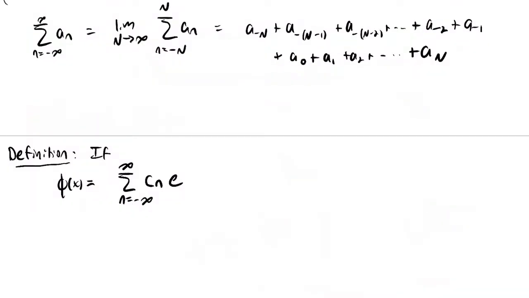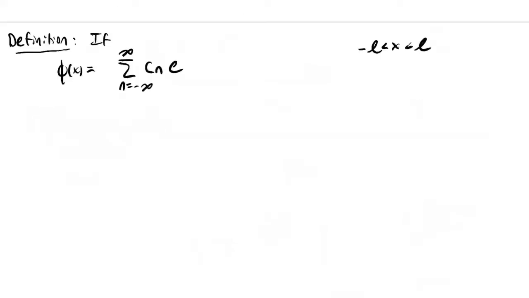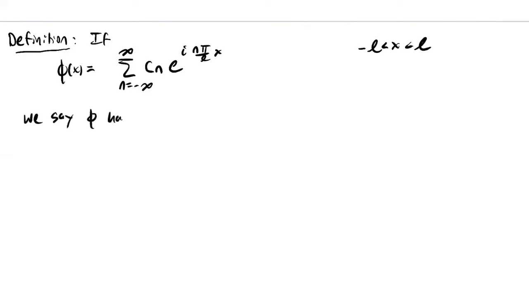So now we're considering the case where x is between minus L and L. So this is the domain for phi. And in this case, the complex exponential looks like e to the i n pi over L times x, just because the n pi over L is what shows up in the cosine and sine terms. So if this is the case, we say that phi has a complex Fourier series.